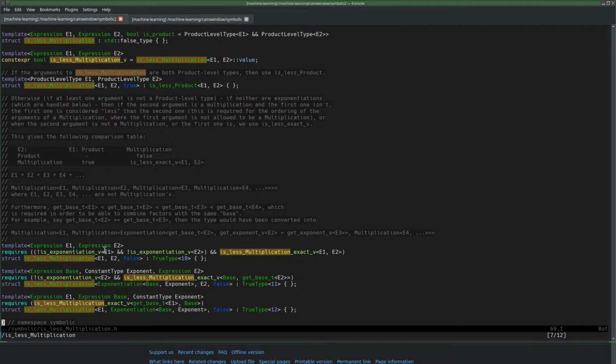So they're not exponentiations. And E1 compares less than E2 exact. Then it's true. And if E2 is not an exponentiation, but E1 is, and the base is less. In other words, this just compares bases. Yeah.